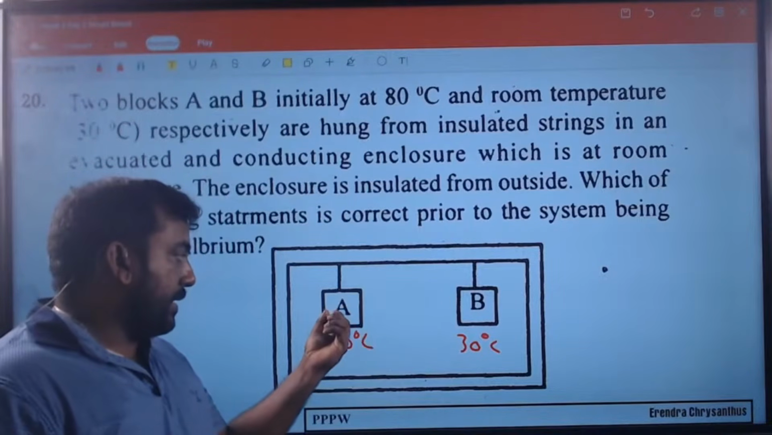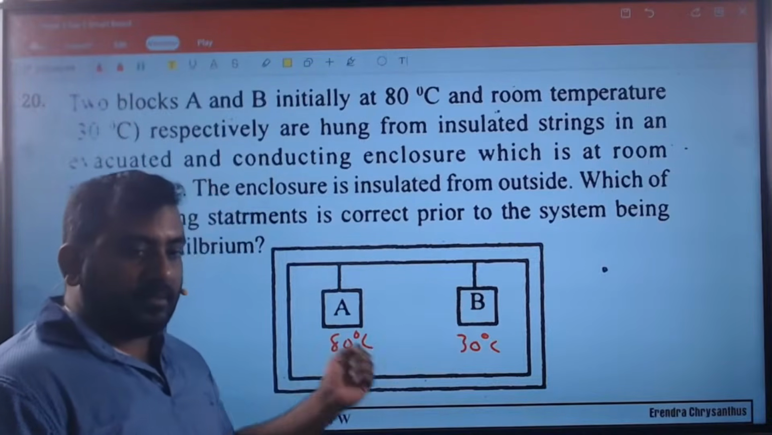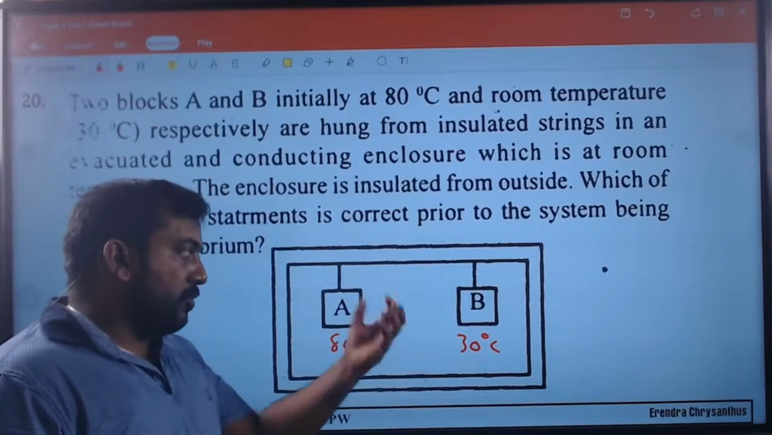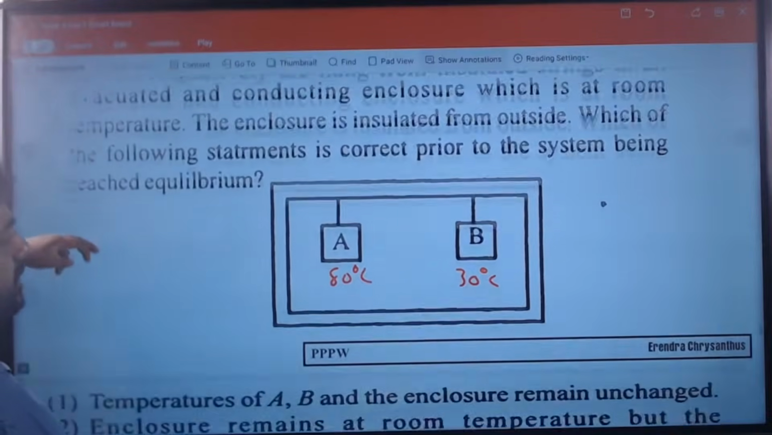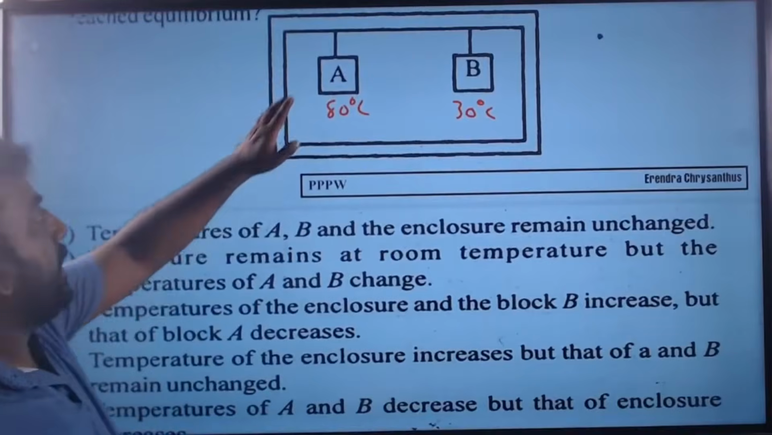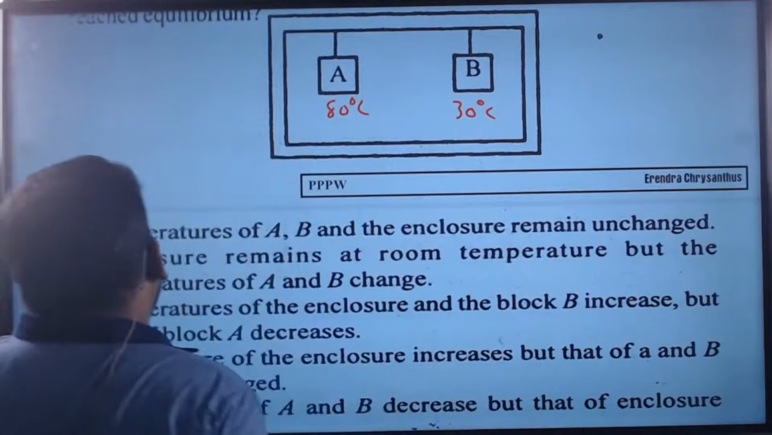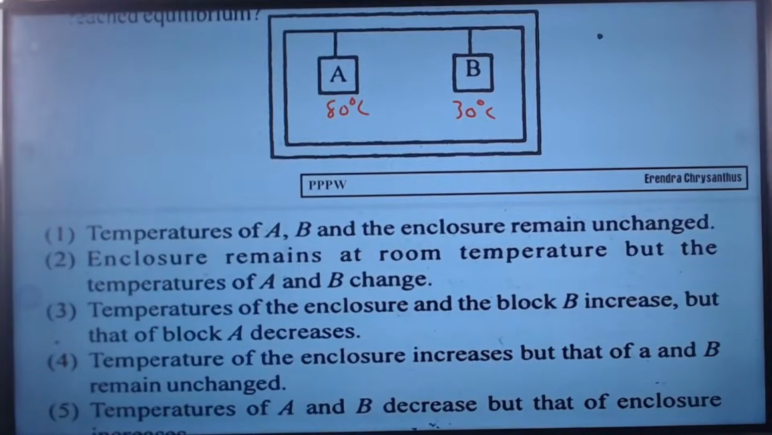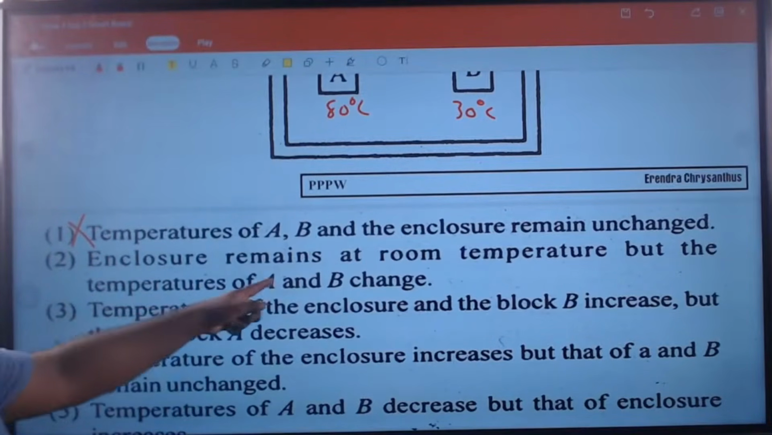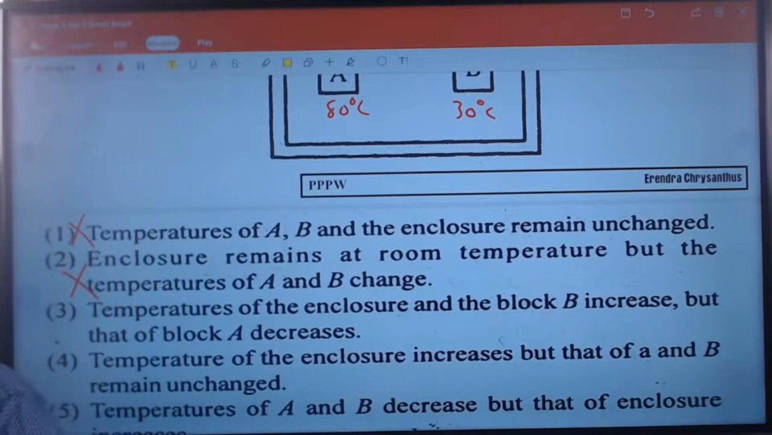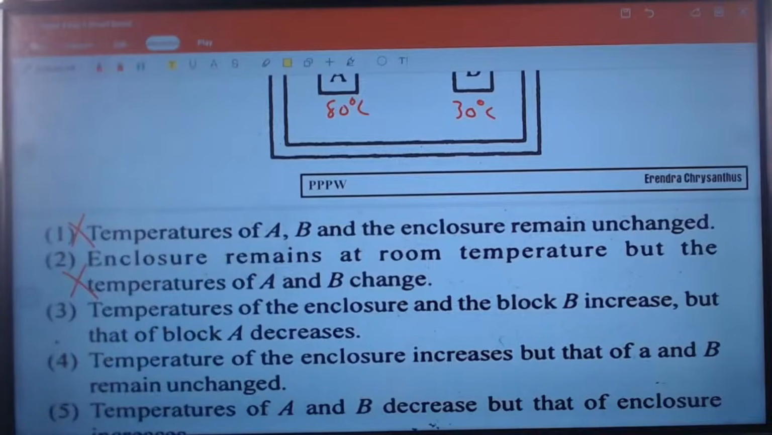So what will happen? Heat is given out by A. Heat is absorbed by B and the room. So the temperature of the room will also increase, B will also increase, and A will reduce. So I think it's a very simple connection. Temperature of A will reduce, B and the room will increase. By insulated, no heat is going out. So statement 1 is wrong. Temperature remains unchanged, wrong. Enclosure remains at room temperature, but A and B will change, wrong. Enclosure temperature also increases. Temperature of the enclosure and the block B increases.